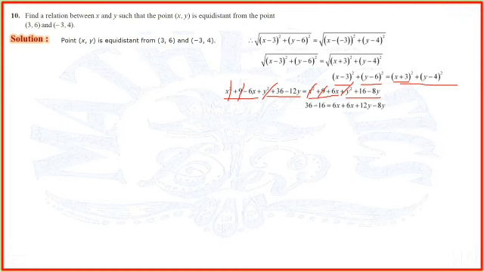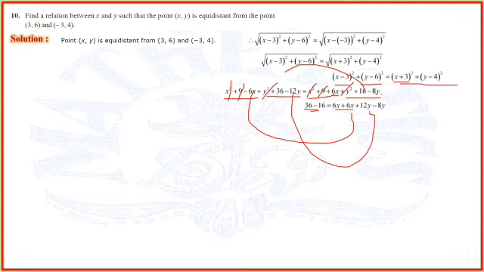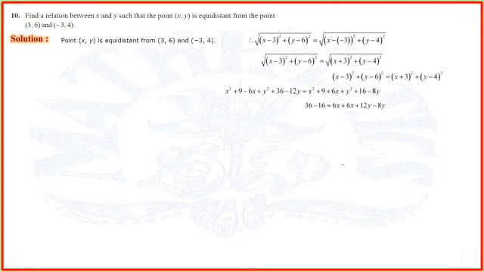Then 36 minus 16, since 36 we have taken, this plus 16 to the left hand side becomes minus 16, and then plus 6x plus 6x, this minus 6x is taken to the right hand side, and this minus 12y is taken to the right hand side, plus 12y, and then minus 8y, which is equal to 36 minus 16, 20, and then 6 plus 6 is 12x, and 12 minus 8 is 4x.